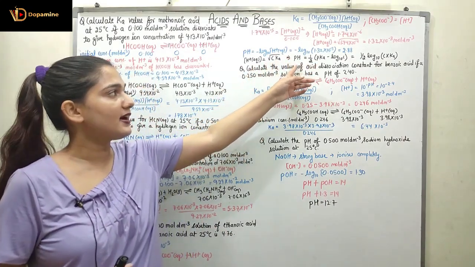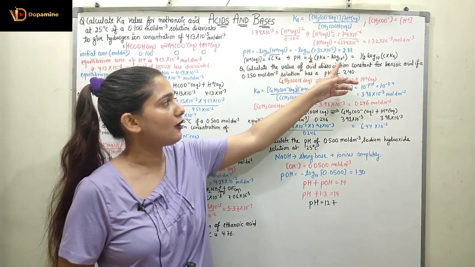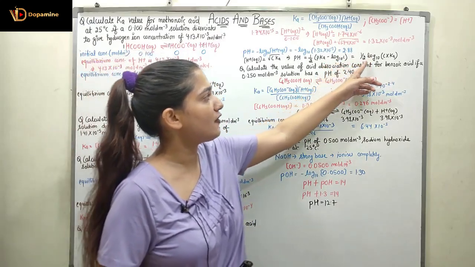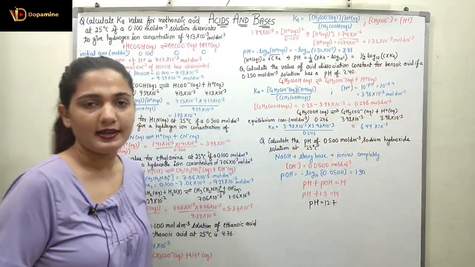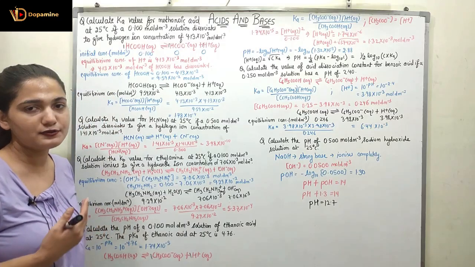Similarly, I can find out the pH by the direct formula 1 by 2 pKa minus log 10 of C. Right? So it can be represented as half of log of 10 C into Ka. In this manner, you can find out pH directly as well when the concentration and Ka values or pKa values are given.